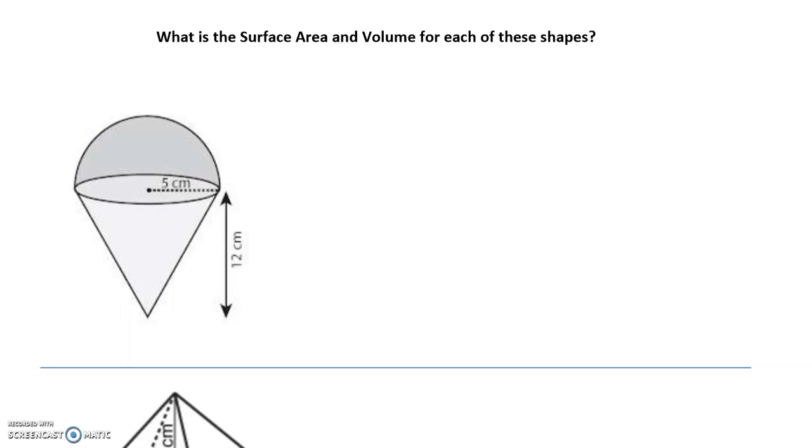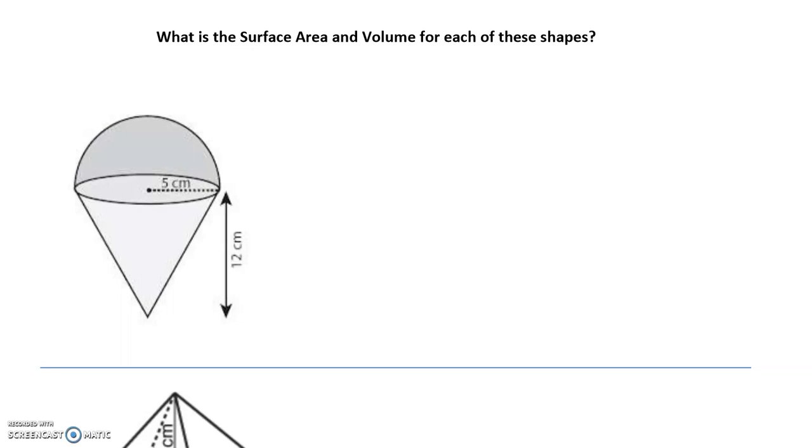Okay, we're going to look at a couple of the composite shapes on the sheet that I gave you in your package. We're just going to look at a few of them, and we're trying to find the surface area and volume for some different shapes. We're going to start with the ice cream cone looking guy.